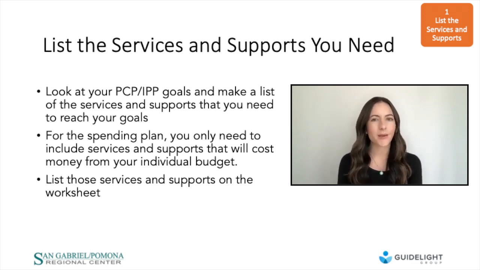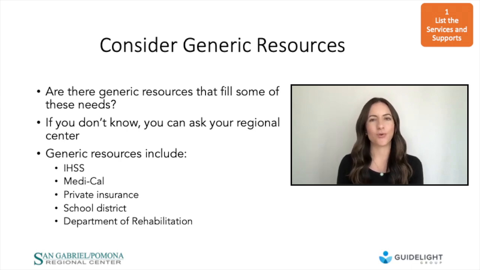For the spending plan, you only need to include services, supports, and items that will cost money from your individual budget. List those services, supports, and items on the worksheet. Now take a moment to review this list. Are there generic resources that could fill some of these needs? If you don't know, you can ask your regional center.